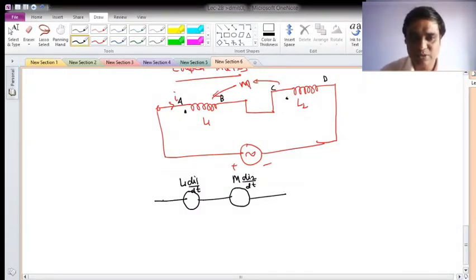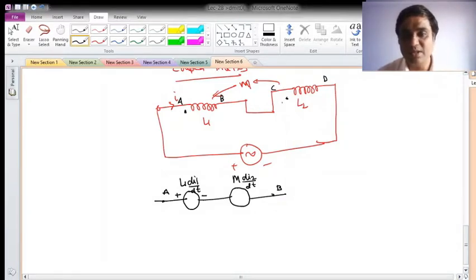Okay, so this is my A and this is my B point. Now we have to decide the direction of the polarities. So simply, current is flowing into the dot, so A side is positive and this side is negative. Now in order to decide the polarity for this M di2 by dt, just see here, current is same, so current is entering into the dot in coil L2 also. So dot side is positive here and this side will be negative. Okay, so this way we can decide the polarity.